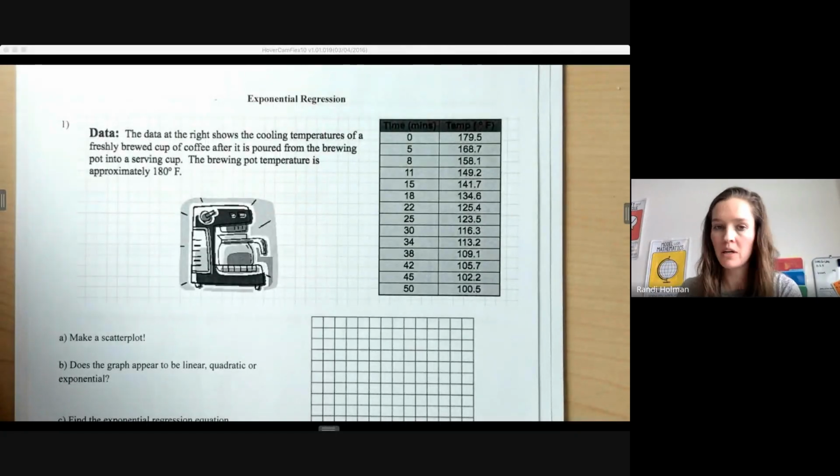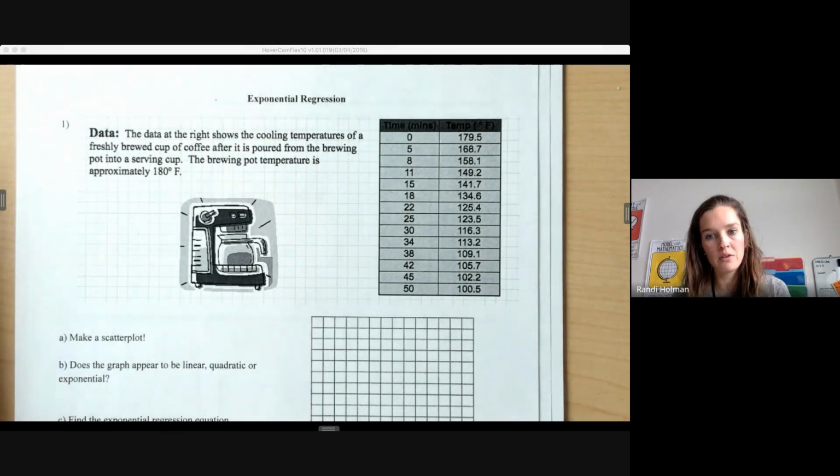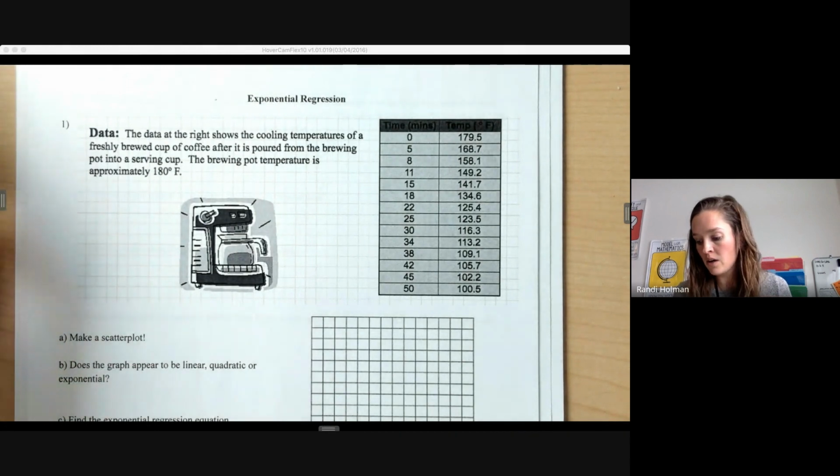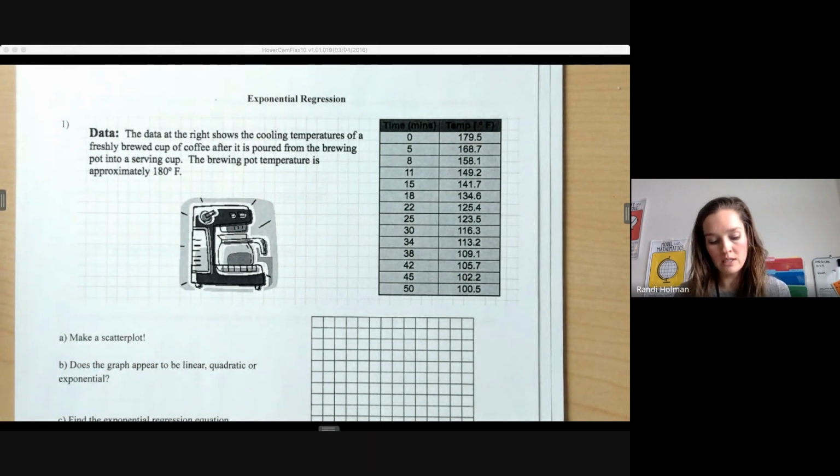Welcome. In this video, we're going to take a look at some exponential regression. So we're going to continue to use our calculator to do some regression models, but today we're going to turn from linear regression to exponential regression. We're going to start off with this data set here, looking at the cooling temperatures of a freshly brewed cup of coffee after it is poured from the brewing pot to a serving cup. The brewing pot temperature is approximately 180 degrees.